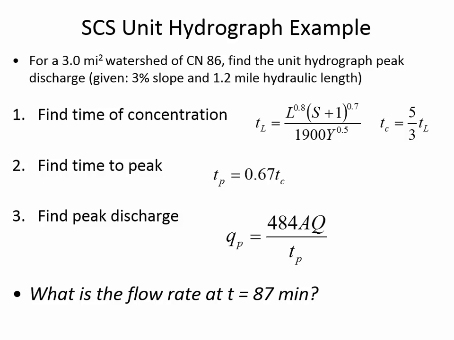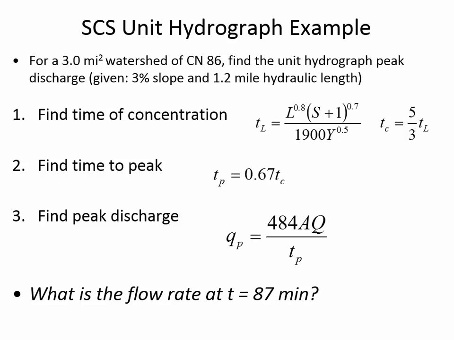So time of concentration we got. Now we want time to peak. T sub P is 0.67 times the time of concentration, which we found was 1.093 hours. That is 0.729 hours. All right. So we've got all the times nailed down.